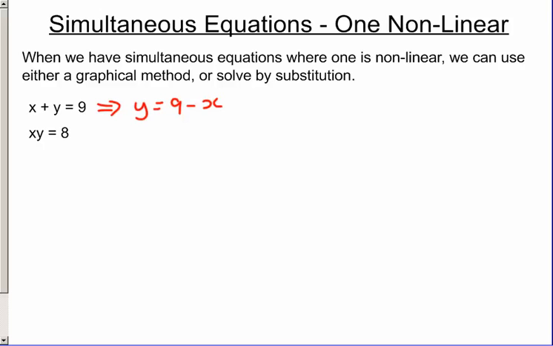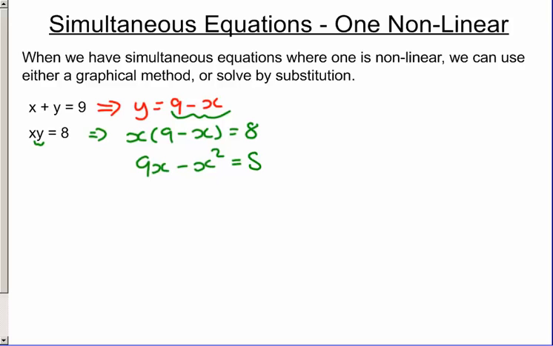And what that means is now that we know that y is equal to 9 minus x, we can substitute that into here for the value of y, which gives us x times 9 minus x equals 8. We can expand this to get 9x minus x squared equals 8, and rearranging we get x squared minus 9x plus 8. Take everything over to one side, and that is equal to 0.